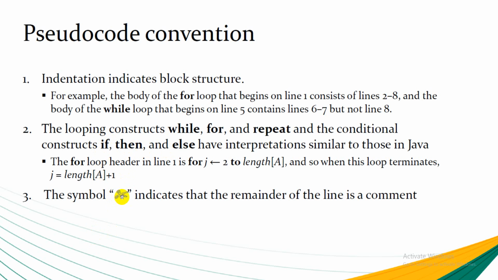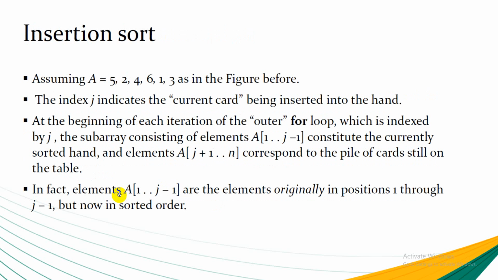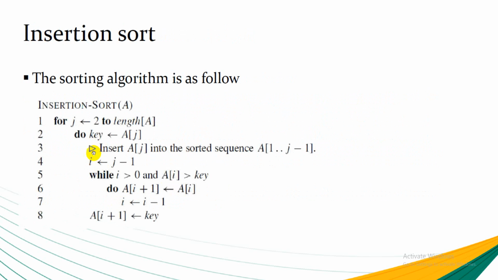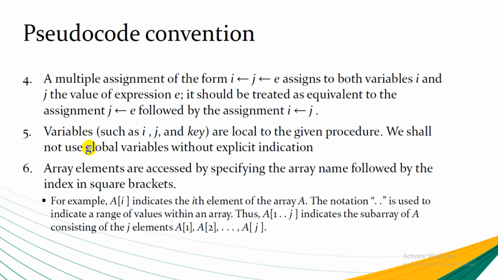Okay, so this should be the symbol for comment, and this indicates the remainder. Actually, it's not that; it's more this. I should have modified this. I will modify it in the PowerPoint. Then sometimes we can have multiple assignments, when you see two arrows, for example. This means that we assign E to j and we assign it to i.